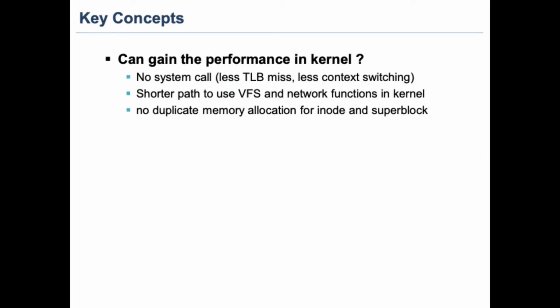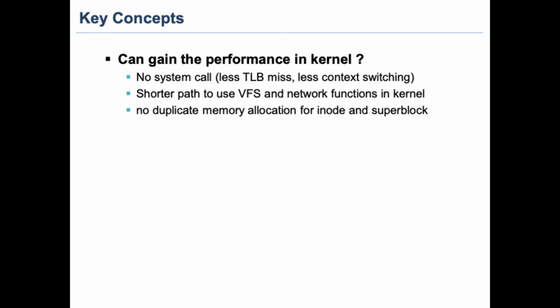Before we started this project, we had a few motives for an in-kernel SMB server. If the SMB server is moved to the kernel, can we gain performance in reality? In general, we think it will. We can theoretically think performance is increased by less context switching, fewer TLB misses, and zero copy.